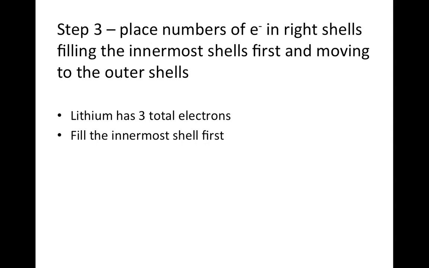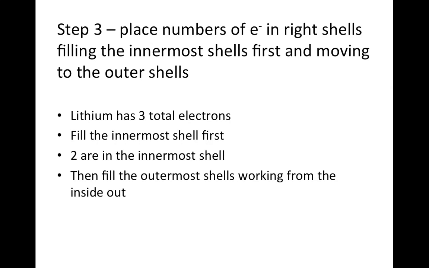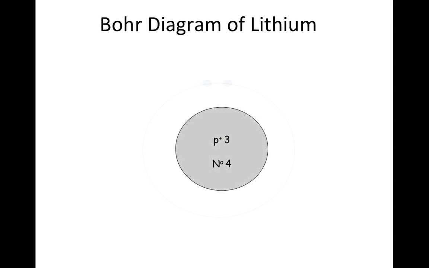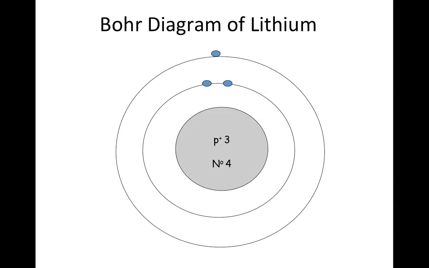We know that the first shell is going to hold 2 electrons, 2 out of those 3, and therefore we have 1 remaining. Okay, so then we fill the outermost shells with the remaining electrons. In this case, you only have 1 in the outermost shell, which is called the valence electron or the valence shell. Outermost means valence in chemistry. So this is the way it should look. You have 2 in the first shell and then 1 as a valence shell, and you're done.